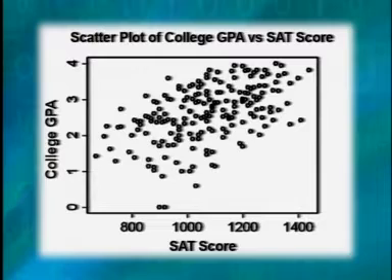Each student is represented by a dot. And the dot is placed for each student by looking at the SAT score of that student, and then moving up on the line to where the grade point average of the student is in college. So this is the SAT score, which was a test taken before college started, and this is the college grade point average after the student has been in college.